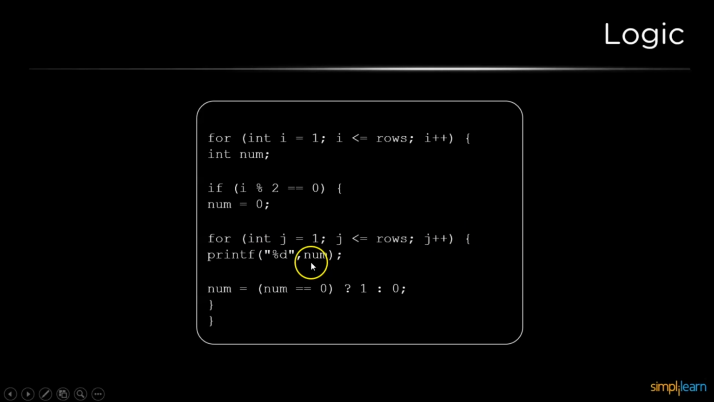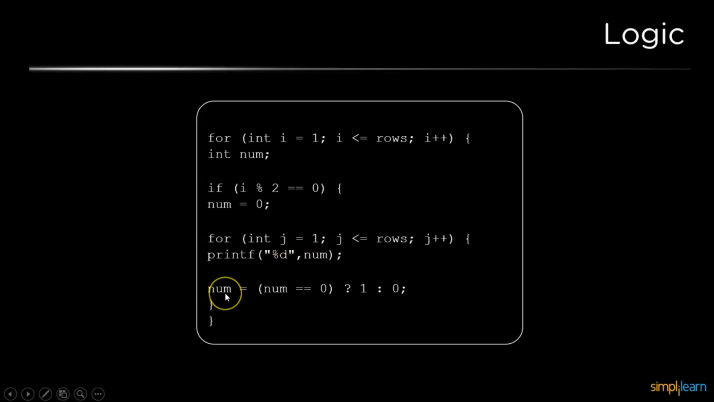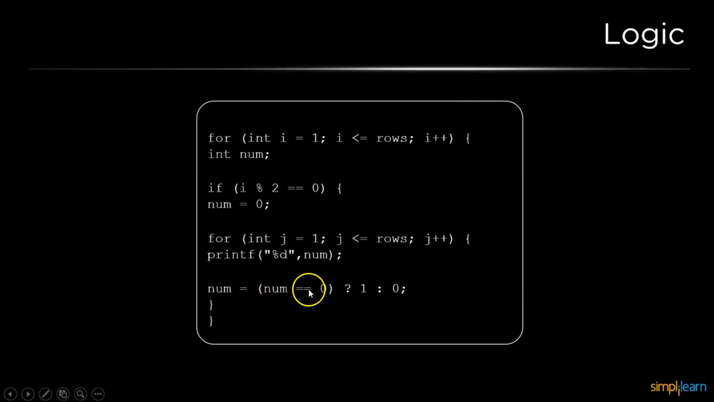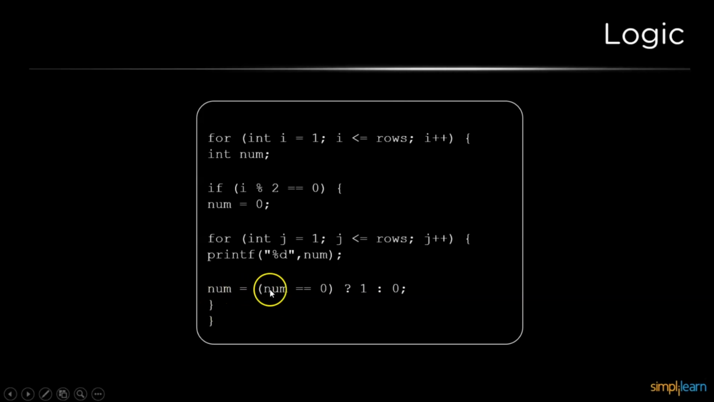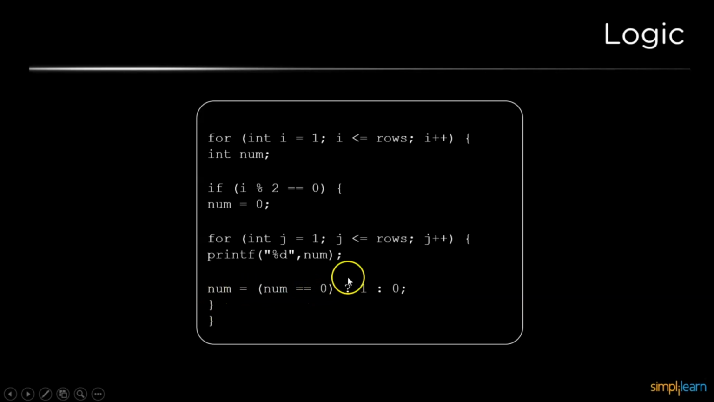Then it prints a number in place of the star, and it checks the condition, or a formula, we can say, or an expression, where num is equal to 0, then print 1, else print 0. So if num is equal to 0, then it prints 1, else it will print 0.